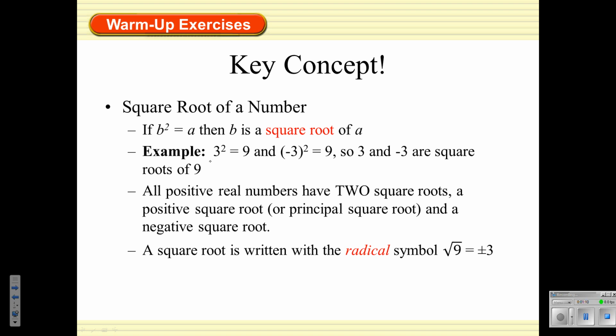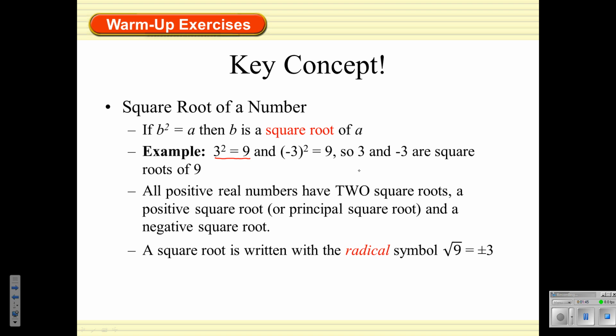An example would be if 3 squared equals 9. In this case, the 3 is representing the b, and the 9 is representing the a, because 3 squared equals 9. 3 times 3 is 9. Kind of makes sense. And also, negative 3 squared is 9. So negative 3 times negative 3 equals 9. Therefore 3 and negative 3 are square roots of 9. They are the numbers that multiply by themselves to make 9.